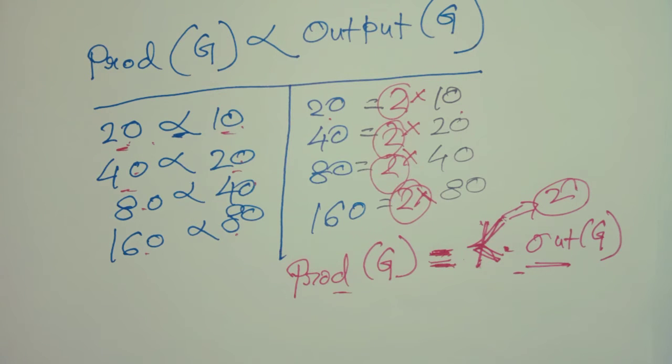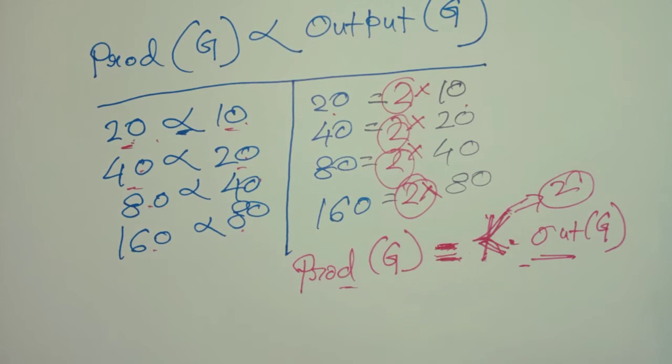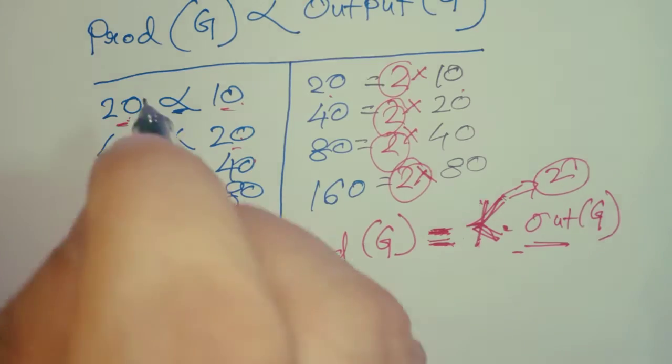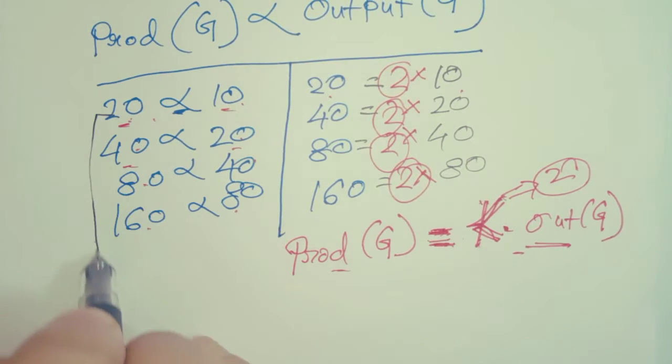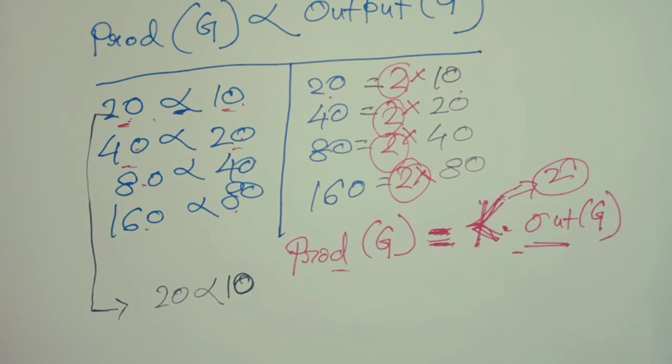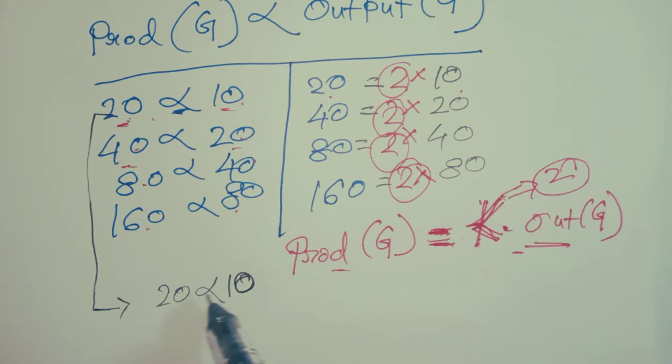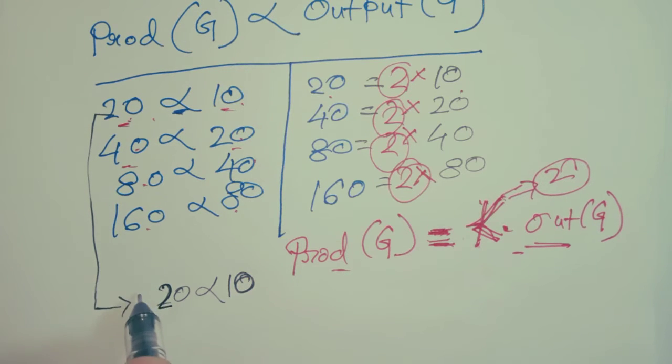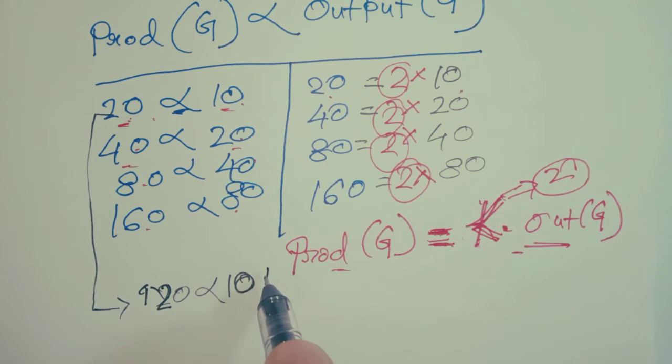I will show you just another example. Say for example this case, if I take this part, right? When I am saying that 20 is proportional to 10, that means 20 and 10 have got a relation. That means if one is going up, the other will be going up.